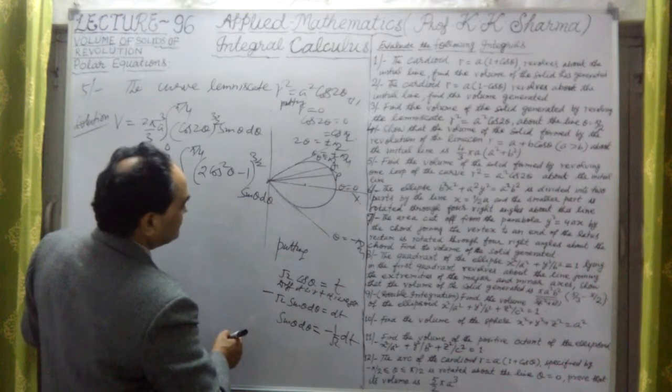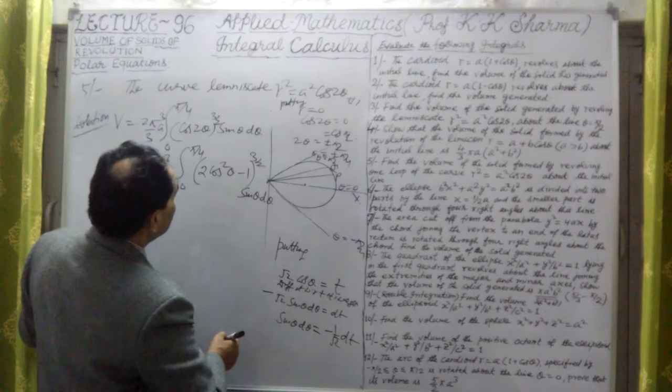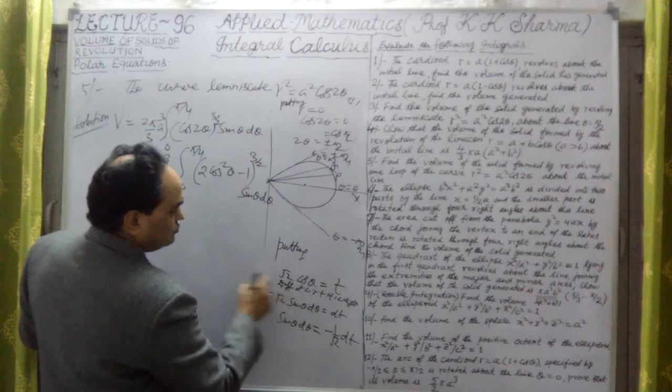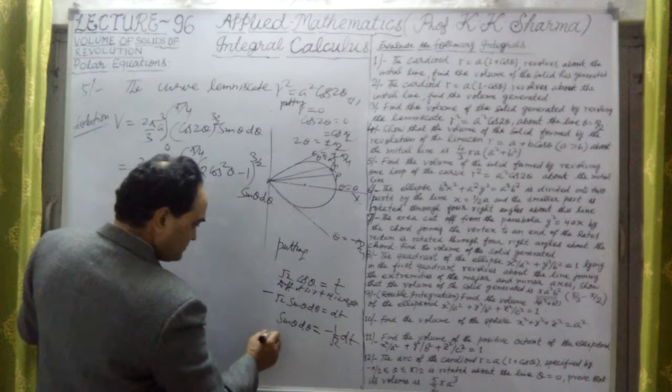Because cos pi by 4 is 1 upon root 2 only. At 0, cos 0 is 1, so root 2. Okay, so what are the limits here?